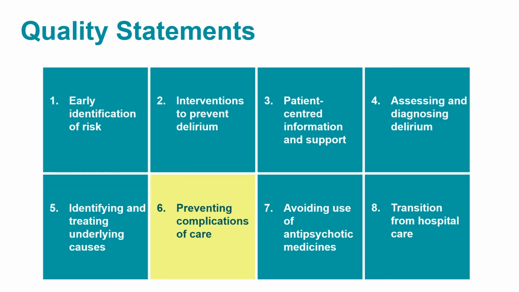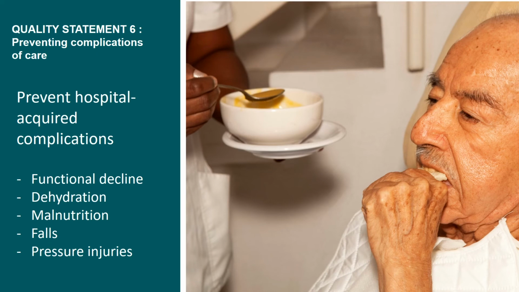And as mentioned previously, number 6, preventing complications of care, is an expansion. Previously, it only referred to falls and pressure injuries, as it aligned to the two standards in the first edition of the National Safety and Quality Health Service Standards. But now it's been expanded to include preventing the range of complications of care, such as functional decline, dehydration, malnutrition, falls and pressure injuries. The Queensland Eat, Walk, Engage program that has been presented at this conference, I think, is a really excellent example of how you might implement this.